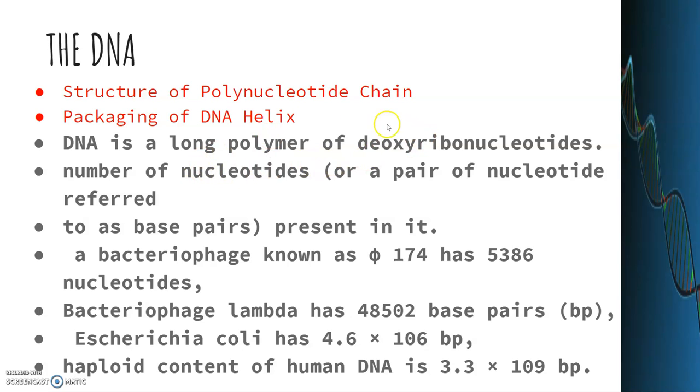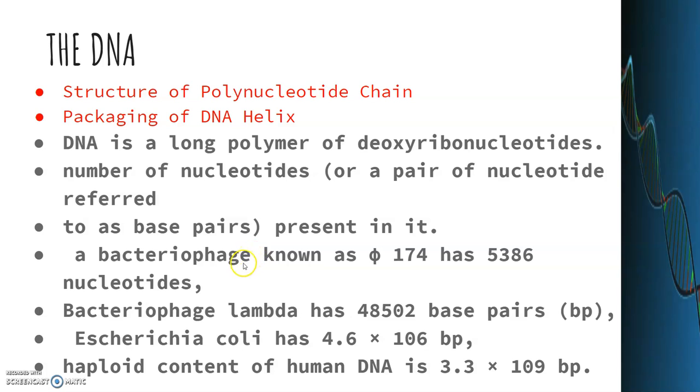So first of all, you should understand what is DNA. DNA is a long polymer of deoxyribonucleotides, and its length actually determines the number of nucleotides and a pair of nucleotides, which are referred to here as the base pairs which are present in it. The base pairs present in this polymer of deoxyribonucleotide determine the structure of the DNA.